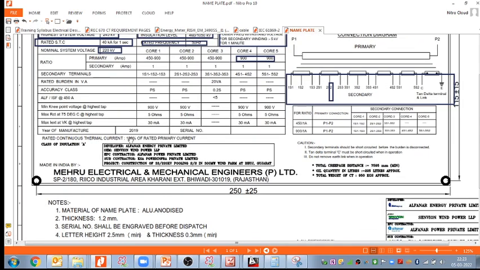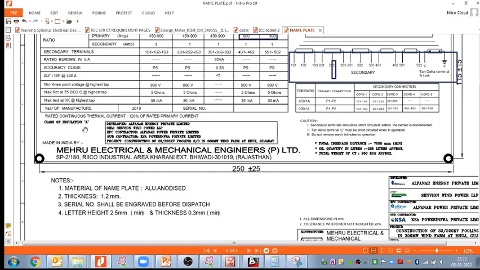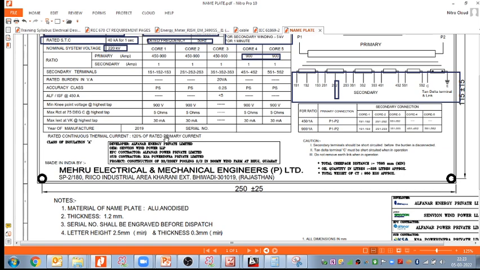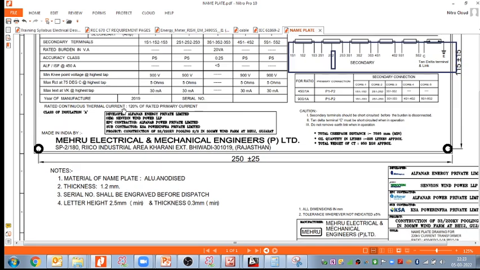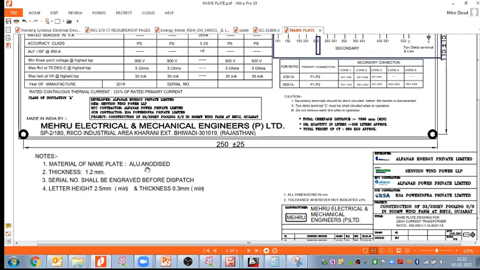Year of manufacturing, serial number. Rated continuous thermal current is 120% of rated primary current, meaning 20% more current they can also withstand and measure without any thermal heating. Material of nameplate is aluminum, anodized. Thickness of nameplate is 1.2 millimeter. Serial number shall be engraved before the dispatch. Letter height, whatever you are seeing, is 2.5 mm, and thickness of letter is 0.3 mm. That is given by the CT manufacturer.